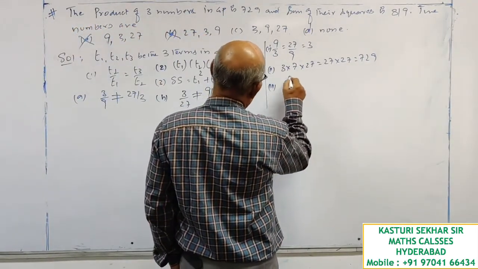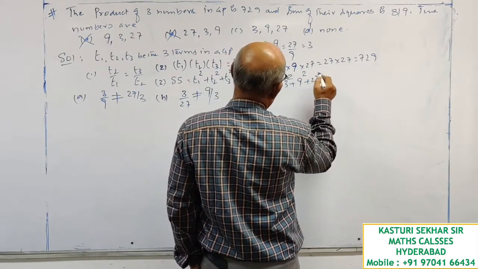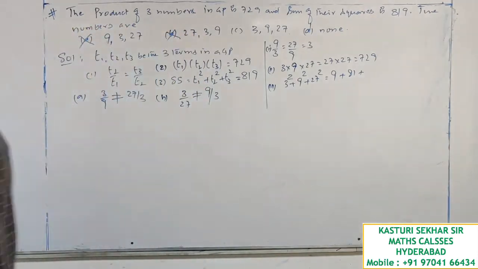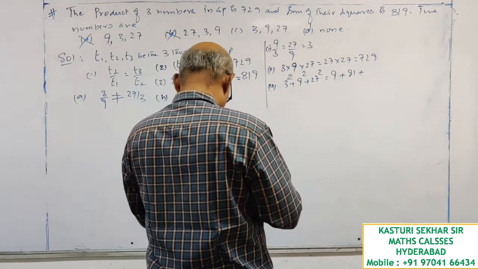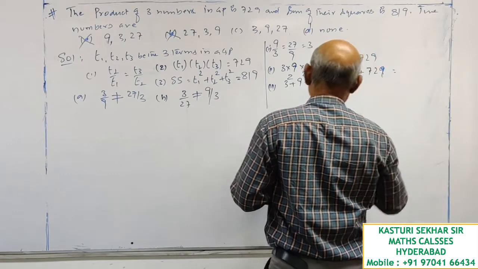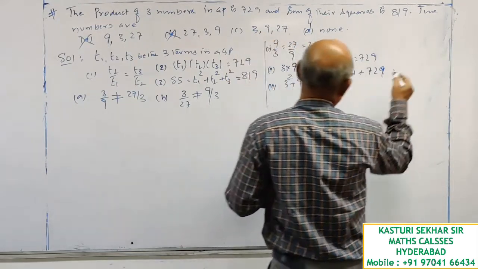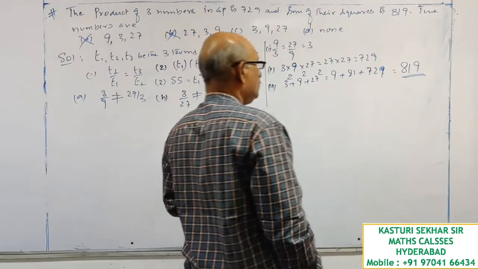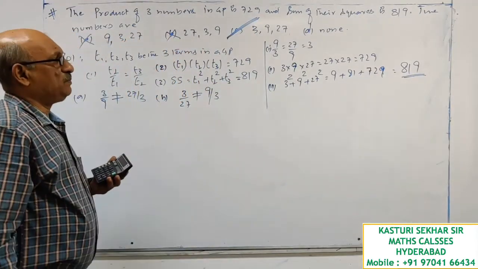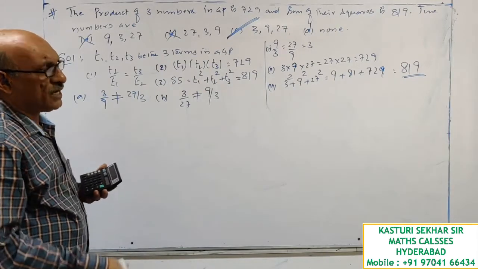Third condition, 3 square plus 9 square plus 27 square. 3 3s are 9, 9 9s are 81, 27 into 27 is equal to 729. 729 plus 81 plus 9 is 819. So option C satisfied all the conditions here. Therefore, option C is the answer to the given question.